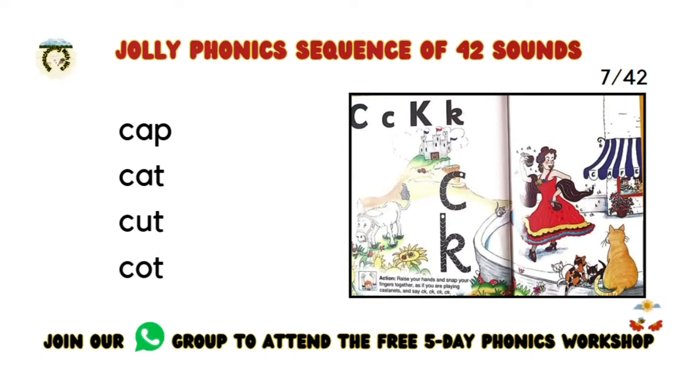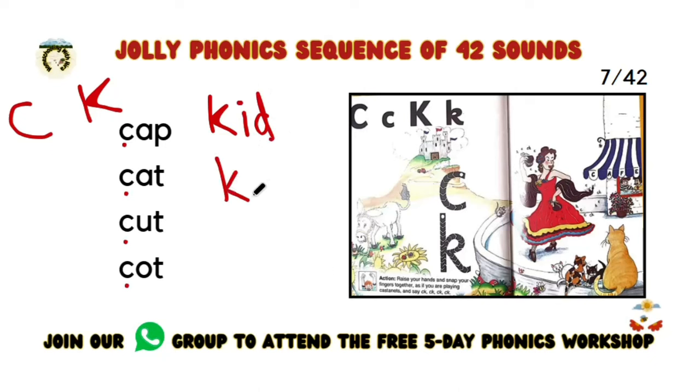Next sound is k, k, k. It is a voiceless sound. This is the sound of letters C and K both, right? Both these letters say the same sound. It's not ka, it's k, k, k. Cap, cat, cut, caught. We also have kid, kit, or kite. So C and K both have the same sound, that is k, k, k.